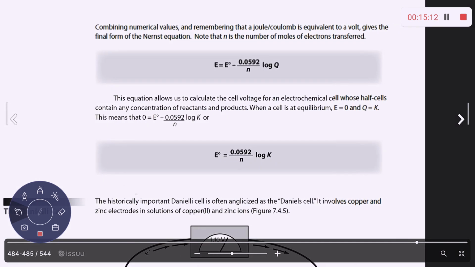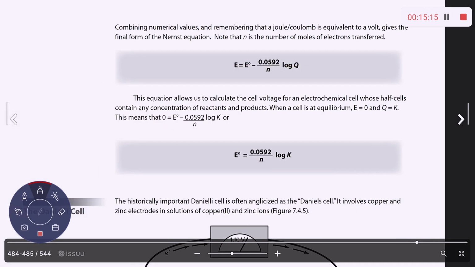It goes on to the next page, right here. This is the final form of the Nernst equation. And the N that's right here is the moles of electrons transferred. So if you transferred 2 electrons, you would put that there. If you are at equilibrium, then you would be using this right here. Okay. And then the Daniell cell, don't really need to talk about that. Turn to the next page. Take a look at the practice problems. Practice problem number 1 is where they apply the Nernst equation.